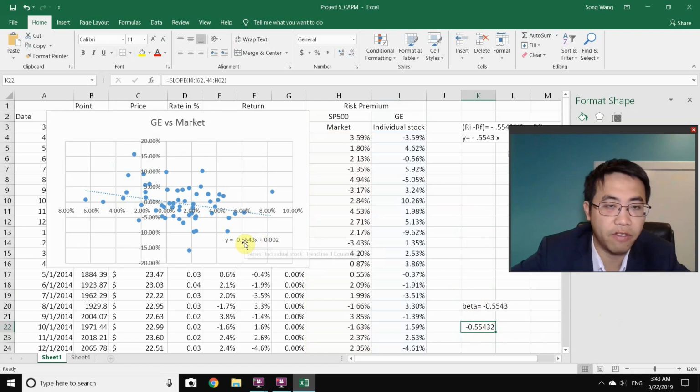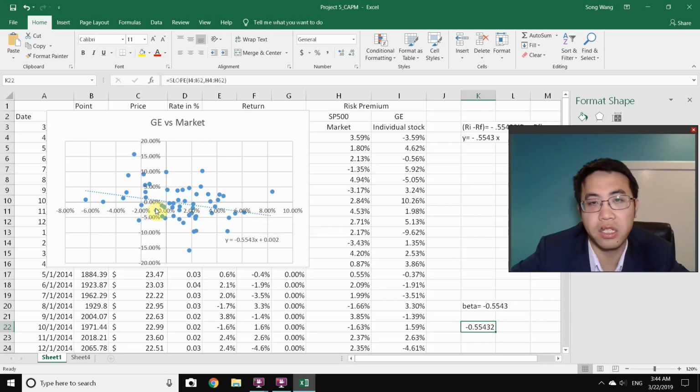So this 0.5543 is the slope of the best fit line. Why do we call it best fit line? Because for this line, the summation of the distances of each data point to this line is a minimum, compared to other possible lines. So basically, this line is close to all the points. That's the best one.